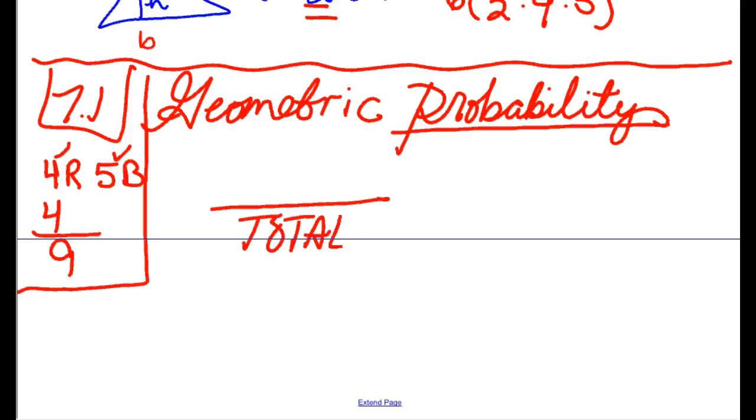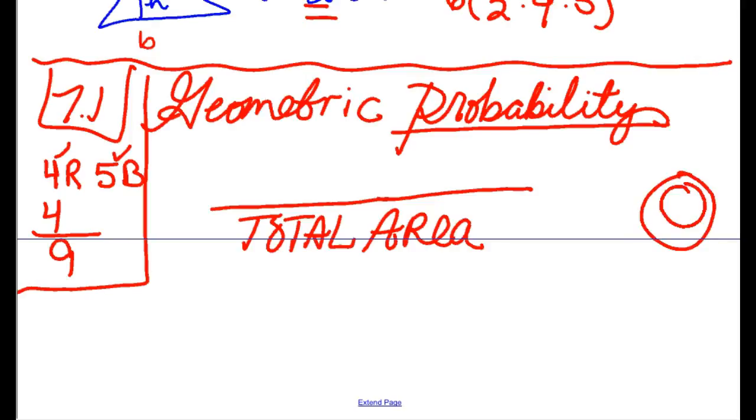But when we're doing geometric probability, this would be the total area of the entire target. It's like you're shooting at a target, and we want to know the probability, suppose it was a bullseye like this, that if you hit the target you get a bullseye. Well, the total area would be the area of my entire target, because I said if you hit the target you get a bullseye. And on the top is the area of where I want to land, so I'm going to put the area of what you want. So if you can find areas, you can do geometric probability.